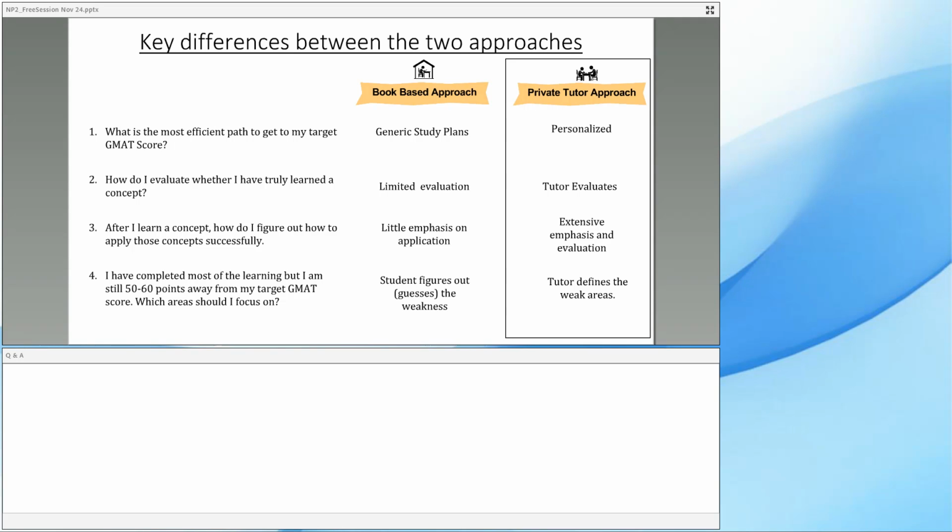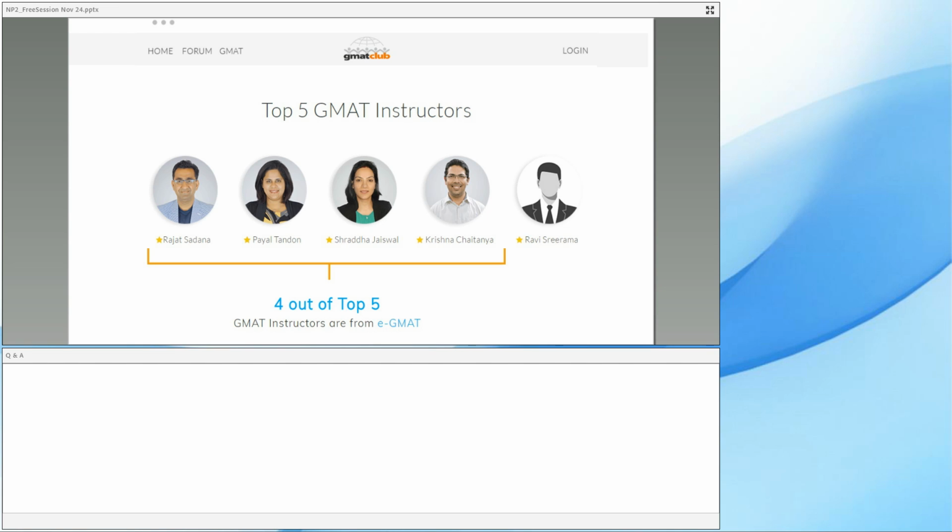Now you can build a beautiful piece of technology. It still has to have the right content. It still has to have the right learning methodology. And who's built this learning methodology? Some of GMAT Club's top instructors have built this learning methodology.